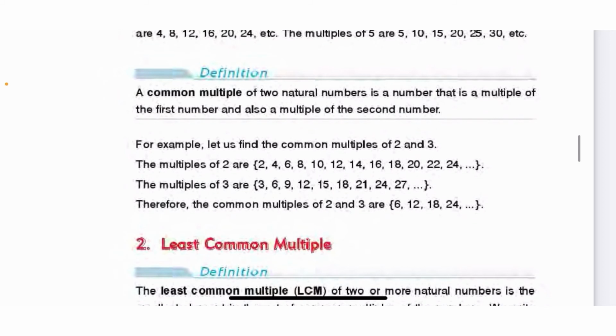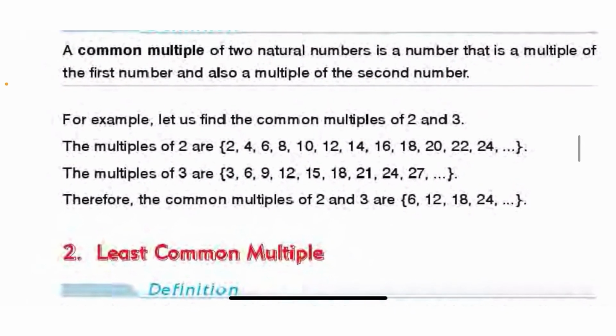Let's look at the definition. A common multiple of two natural numbers is a number that is a multiple of the first number and also a multiple of the second number. Did you get it? For instance, multiples of 2 and 3.